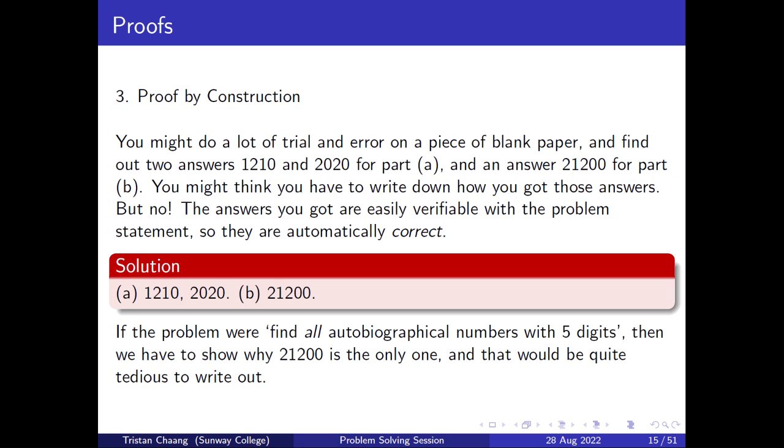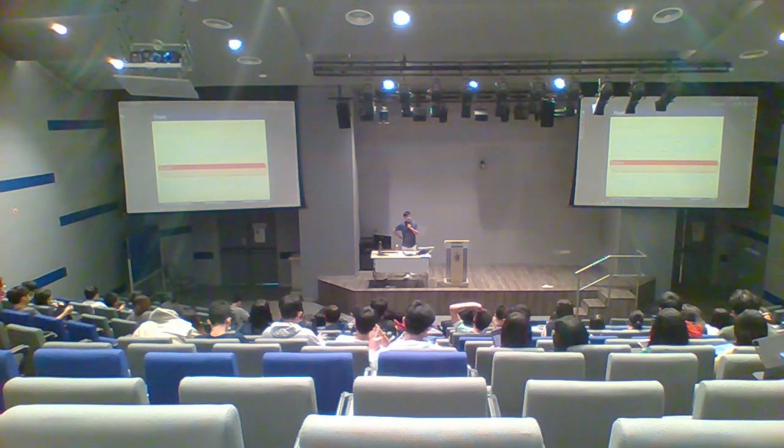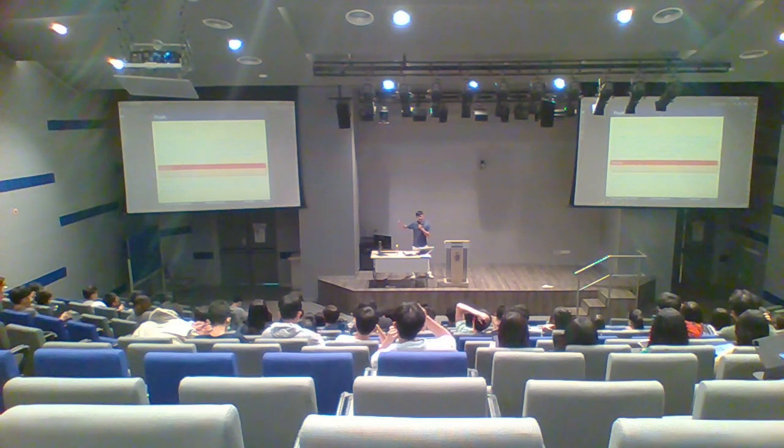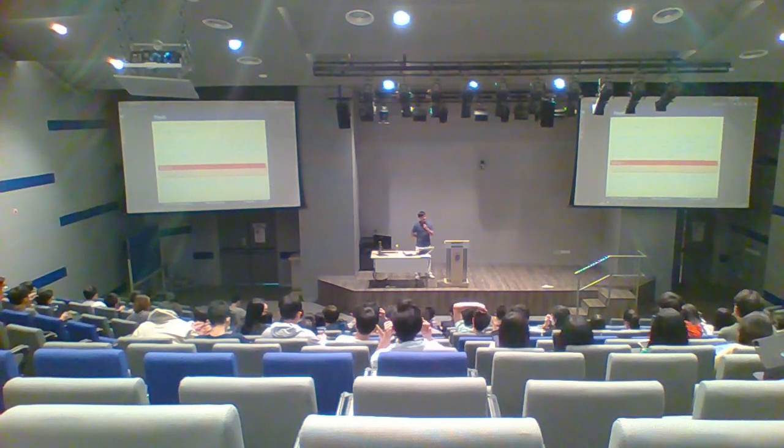But this is self-evident and it's easily checkable. So the solution you can just put like that: 1210, comma 2020, and for B 2120. You don't have to write any proof. But if the question says find all, then you have to write why they are the only ones. Does that make sense? So you might spend a long time to find those numbers, but your solution can be just a very short one. You can have very short solutions, but very hard to think of.